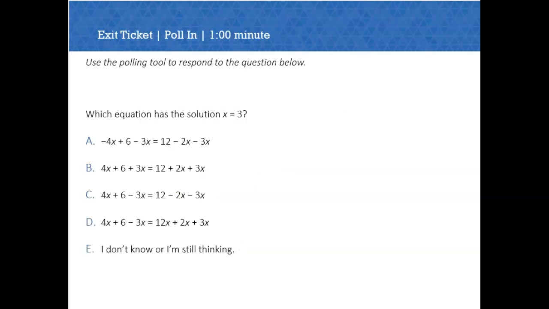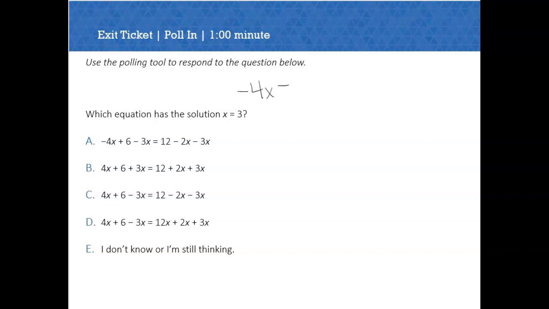So let's look at these. These are crazy. Which equation has the solution x equals 3? We can plug in a 3 wherever we see an x, which is going to take us a while. So what I want to do is we're just actually going to practice solving these. So let's look at this first one.